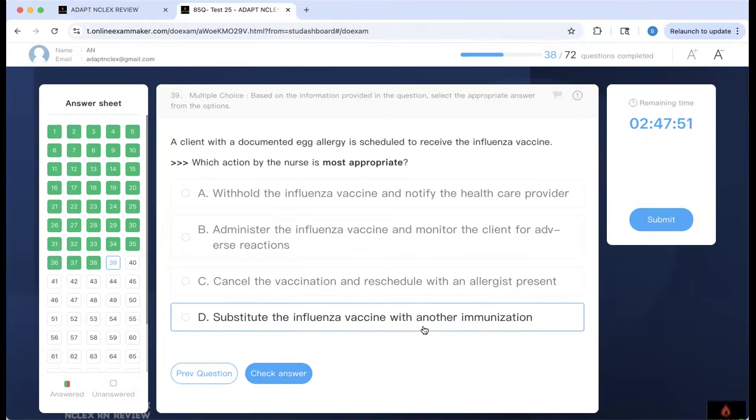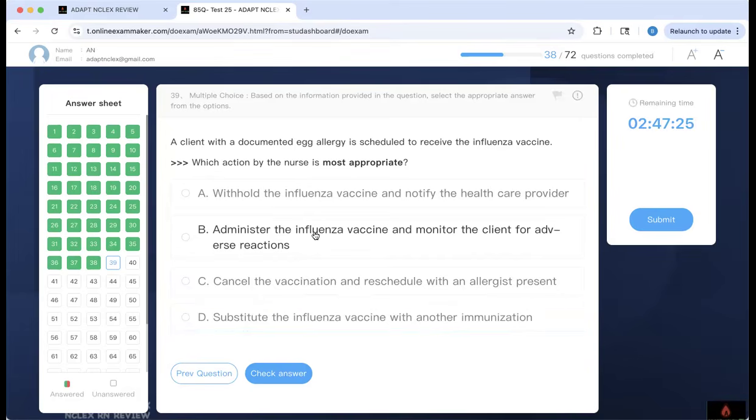Withhold the vaccine and notify the healthcare provider. Administer the vaccination and monitor the client for adverse reaction. Cancel the vaccination, reschedule with an allergist present. Substitute the influenza vaccine with another immunization. This you have to know because it's very common to be asked about allergy in the patient who's getting influenza and has an egg allergy.